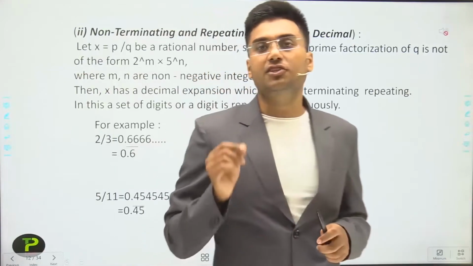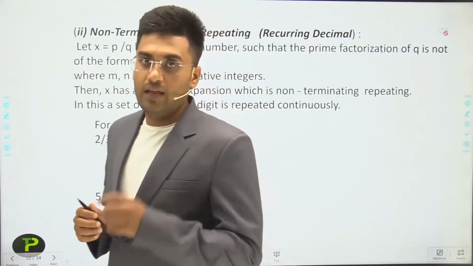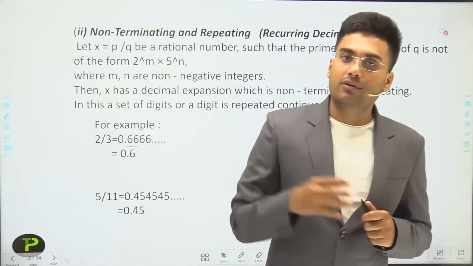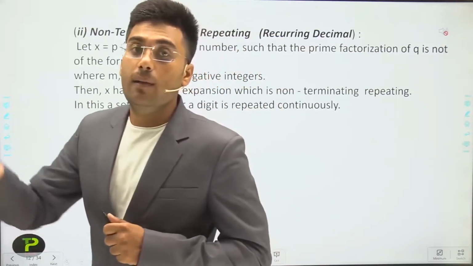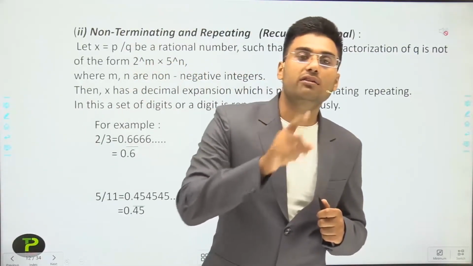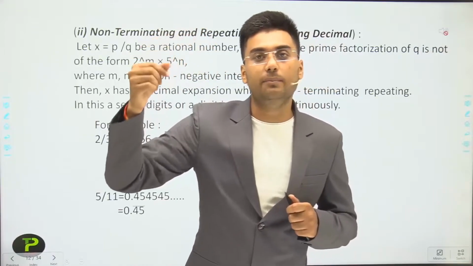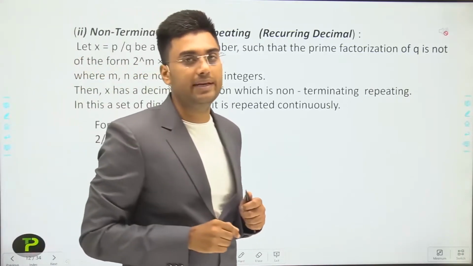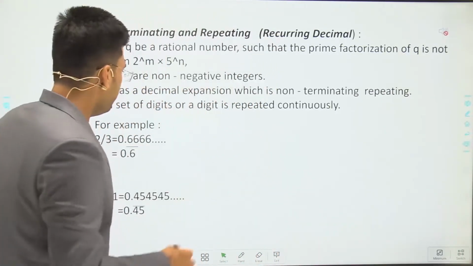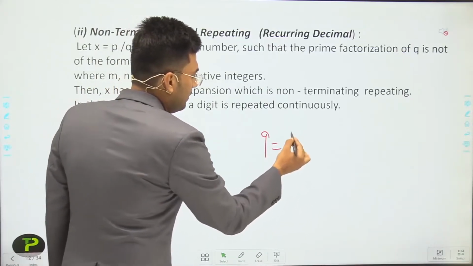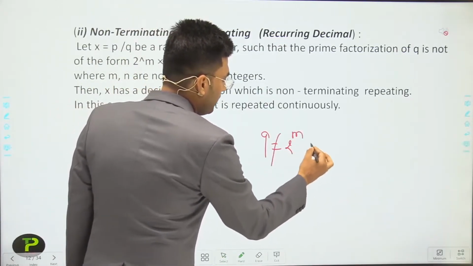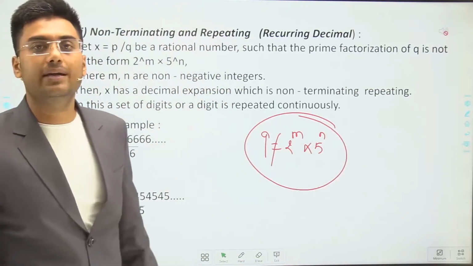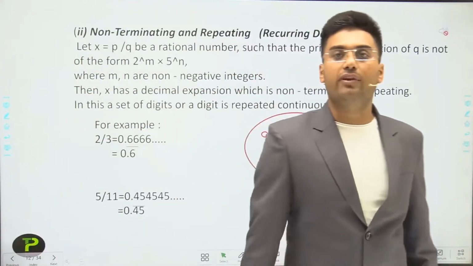If x is a rational number in the form of p by q, where p and q are integers and q should not be 0, but if q is not in the form of 2 power m multiplied by 5 power n, then it is a non-terminating but repeating decimal. If q is not in the form of 2 power m multiplied by 5 power n, then it is the non-terminating but recurring decimal form of a rational number.